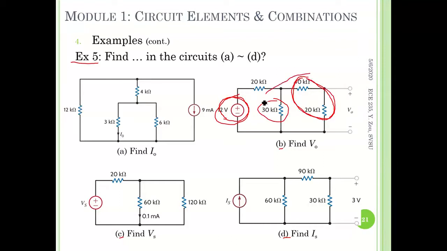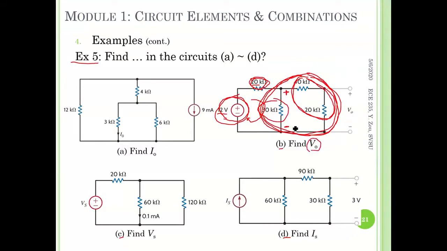Okay. And then this total is going to share the 12 volts with this 20 kilo ohm. So pretty much this guy is series connected with this guy in the single loop circuit, so that we are able to apply voltage divider between these two. After that, you get the voltage. That voltage is the voltage across here and here, right? Which is not equal to V naught, the one we are looking for.